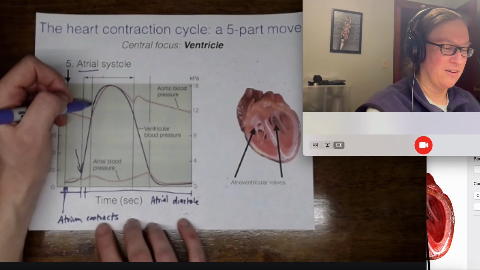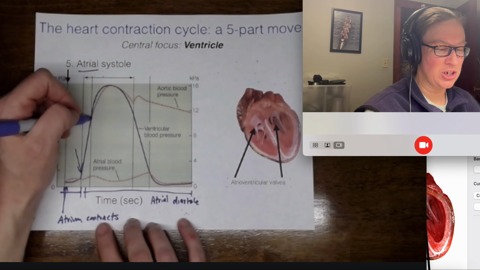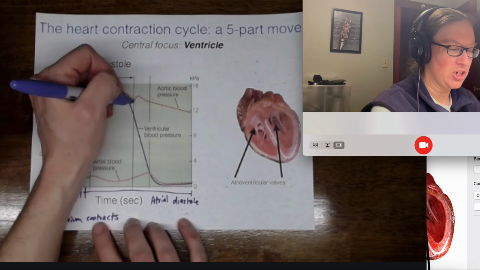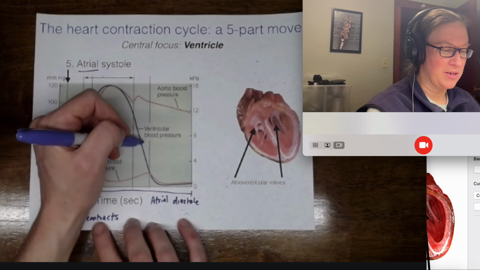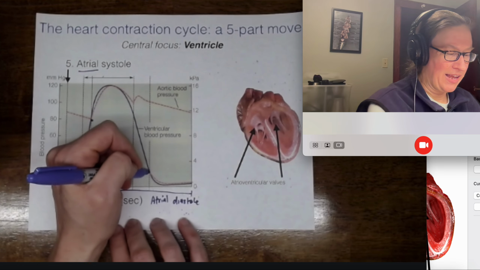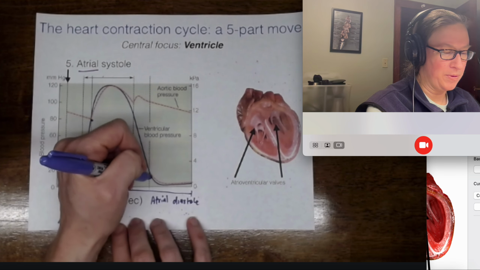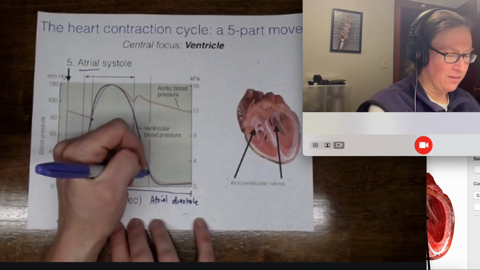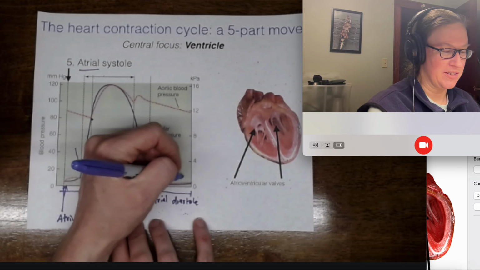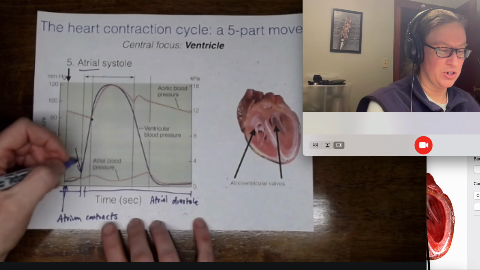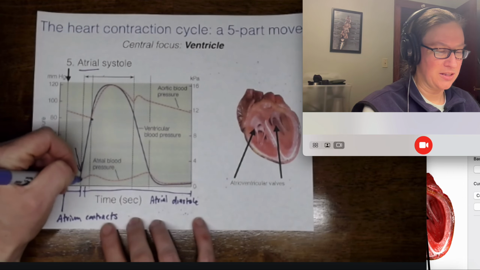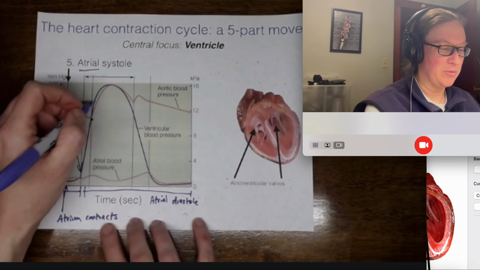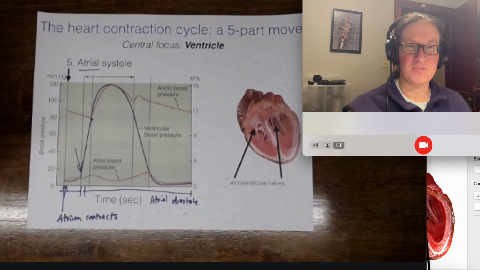So isovolumetric contraction, opening of the aortic valve, ventricular ejection, aortic valve closing, now isovolumetric relaxation, and then the atrioventricular valve opening, right? Then ventricular filling, right, which is largely passive, driven by venous return, finished with atrial systole, to kick the rest of the blood back into the ventricle, and then we start the whole cycle all over again. Just like that.